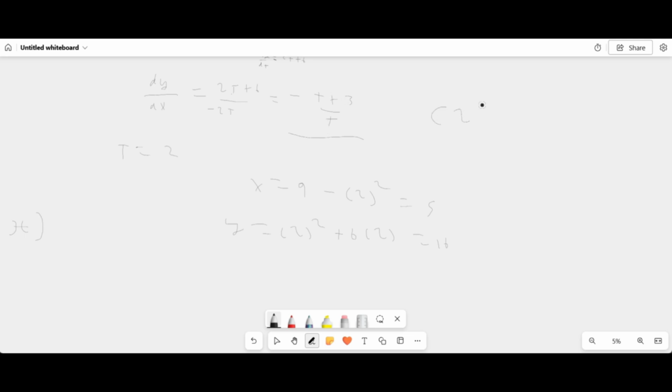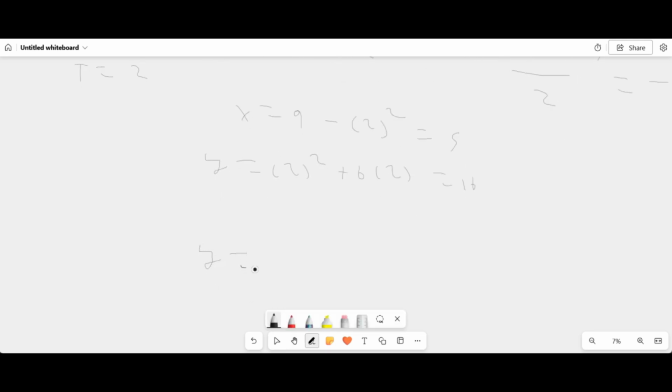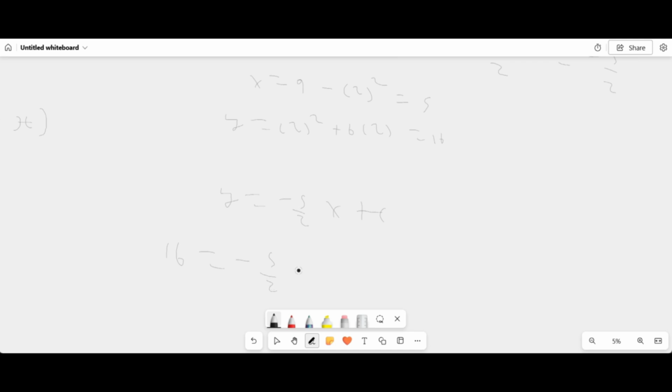So that's going to be negative 2 plus 3 over 2. That's going to be negative 5 over 2. So that's the gradient. So therefore it's tangent again. So y is equal to negative 5 over 2, same gradient, plus c. And then y is obviously going to be 16. Negative 5 over 2, open bracket 5 plus c.